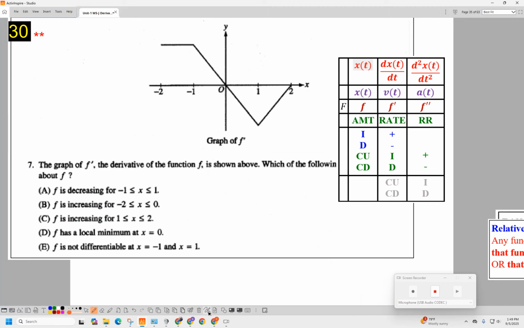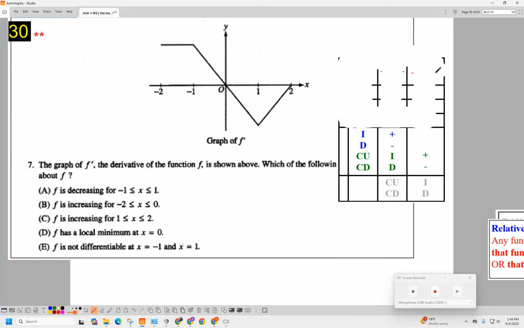The reason it's grayed out is this. I labeled this column. Okay, we take away the labels. We take away the labels, we can put in our own labels.